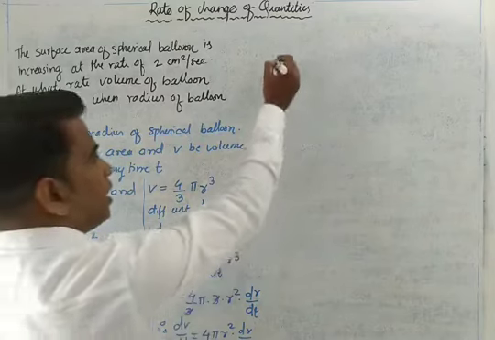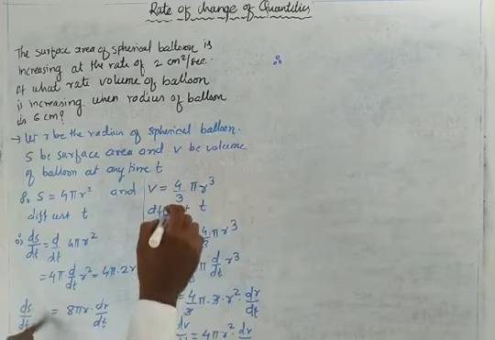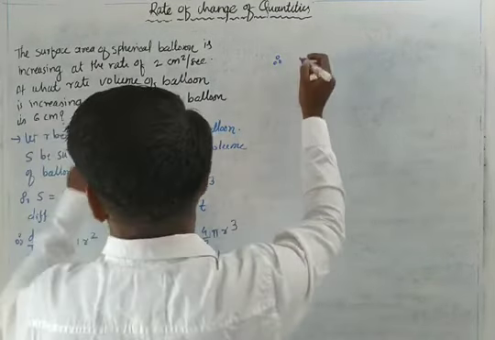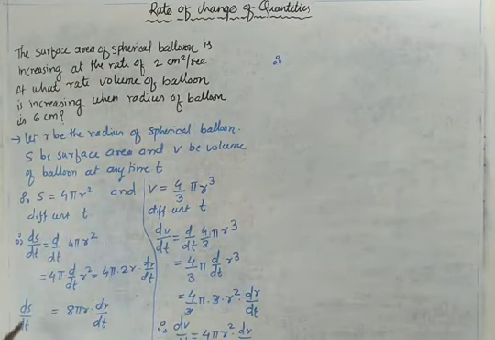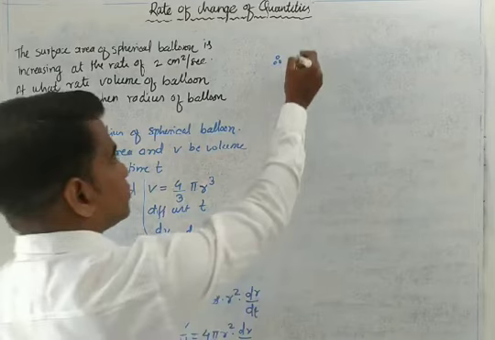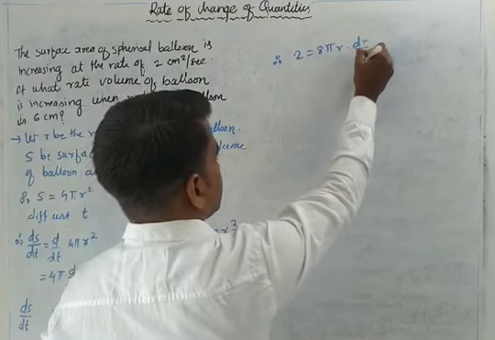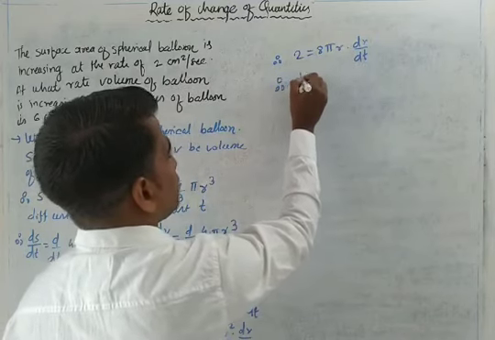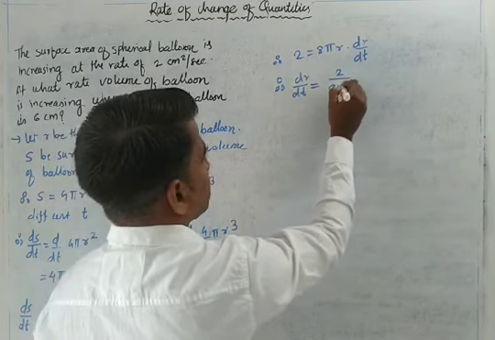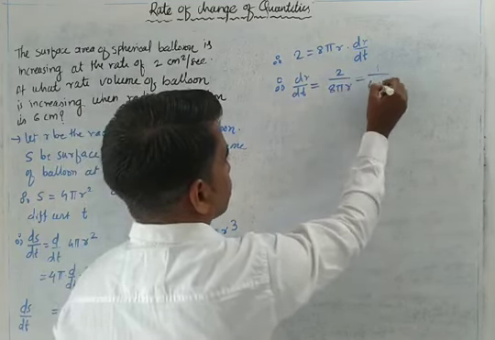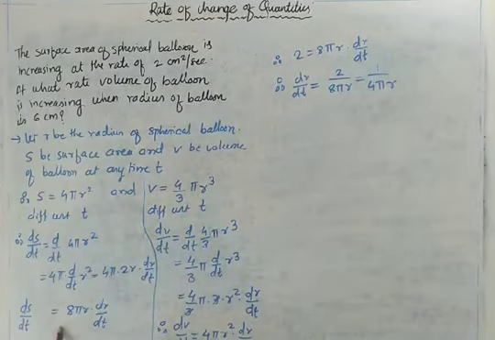Now, using dS by dt: the value of dS by dt, the change in spherical surface area, is already provided. So 2 is equal to 8 pi r dr by dt. Therefore dr by dt is equal to 2 upon 8 pi r, that is 1 upon 4 pi r. This is the value of dr by dt from the first part.